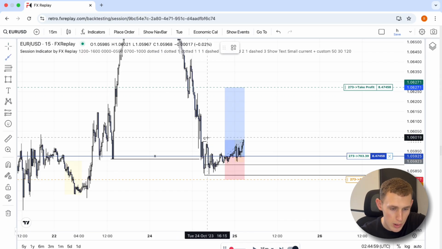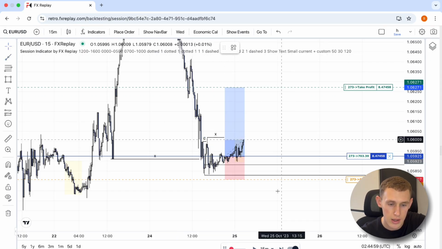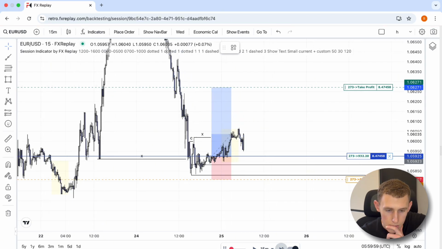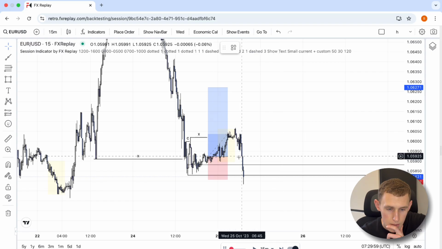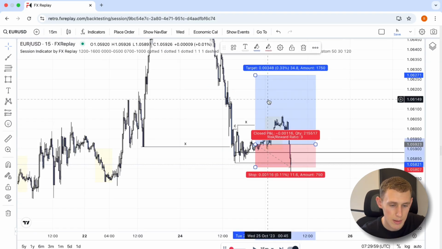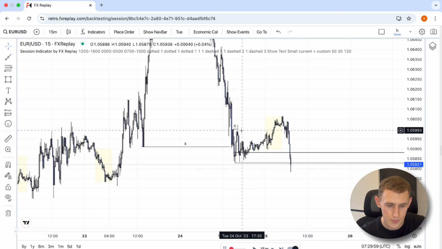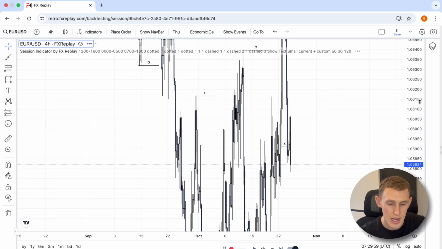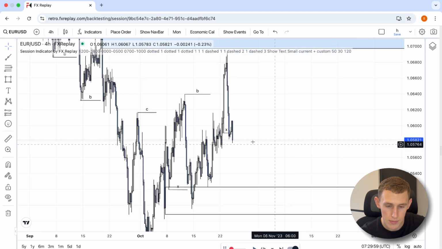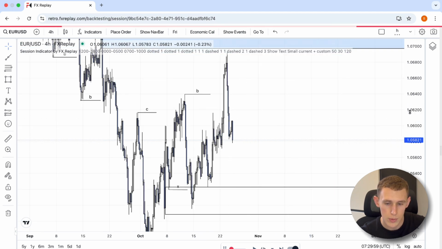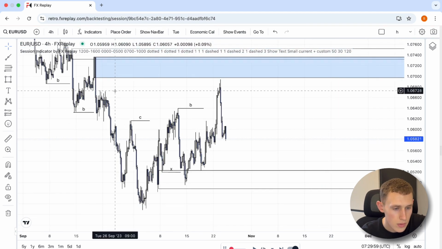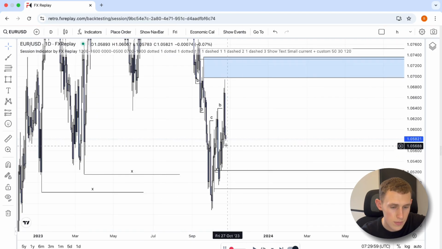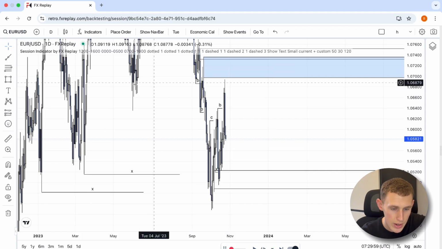I might monitor price if it sweeps this high. Yeah, there we go. So like I said, price swept the high, came back, stopped us out. Okay, the next area we could look at, maybe if we zoom back out, maybe one of these daily lows down here.